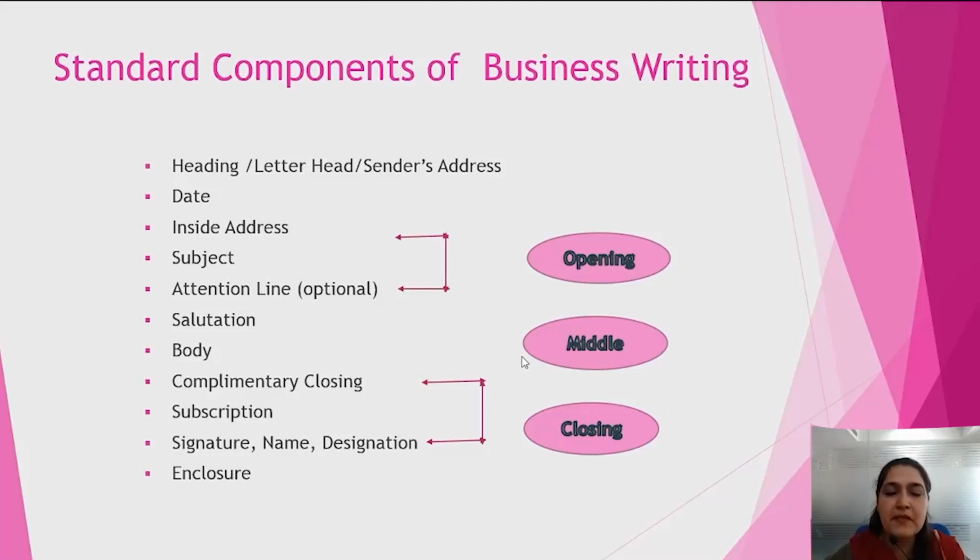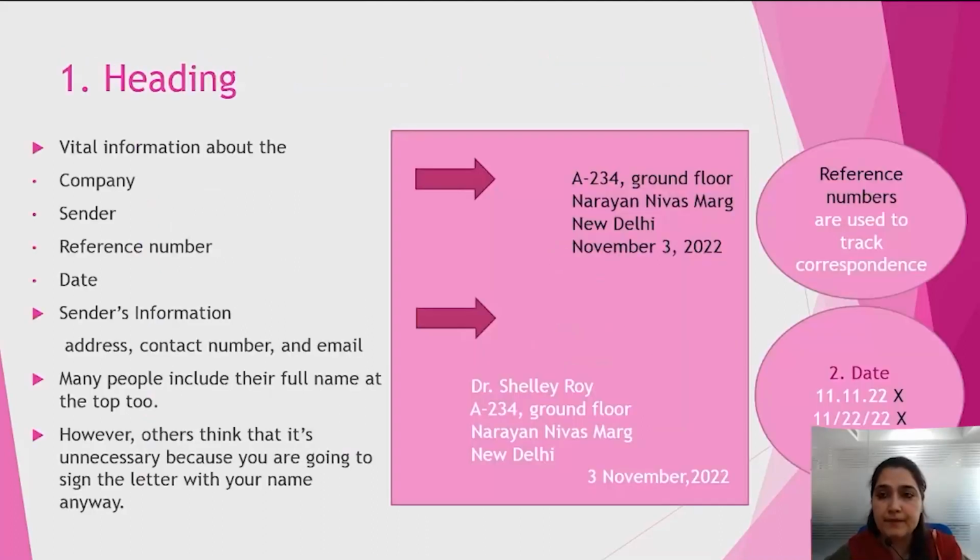The body is the middle part of the letter. Then comes the complimentary closing, subscription, signature, name and designation. These three elements combine together to form the closing of a business letter. And in the end we should always give the field which is known as the enclosure. So how all these are written and what the do's and don'ts are when we are writing a business letter, let us see how this can be done, looking at all these elements.